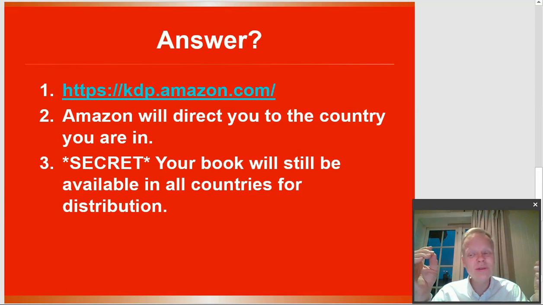And that brings us to our secret answer of the day. And this is one that's commonly asked of me, which is, your book will be available in all of the different countries for distribution. When you first put that book in there, it will ask you where you want it to be and what prices in the different countries. Now, I suggest you make sure you're making at least $2 per book on the Kindle version and allow it just to automatically figure out the other countries.